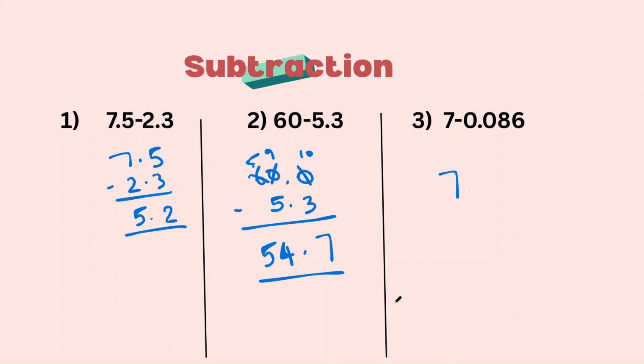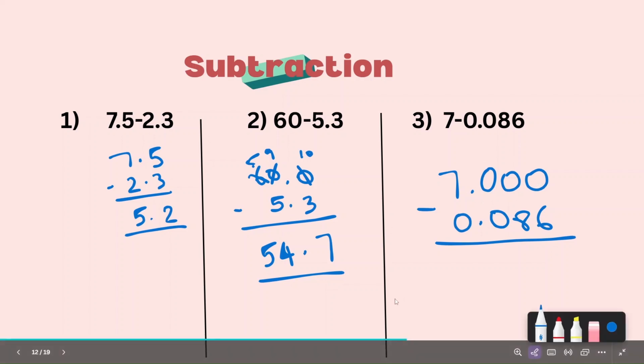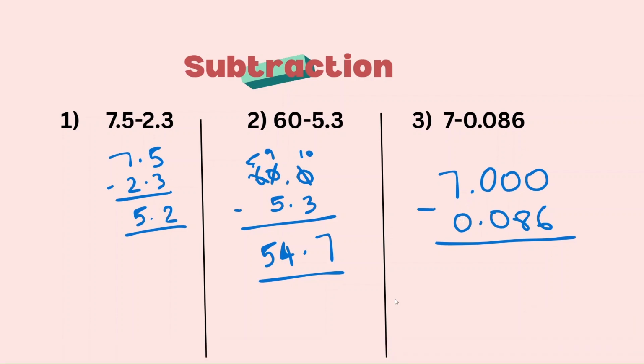And tell me what will be the answer for this. 7.086. 7 point, as nothing is there, how many zeros can we put? There is no problem, because there is no value for zeros after the decimal point. If there are only zeros without any number, this can be written as 7. Then 7 can be written like this. Find out this answer and comment.